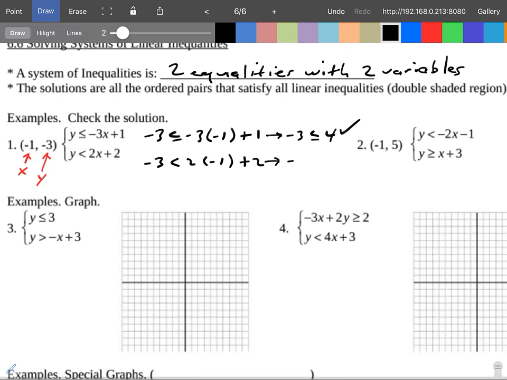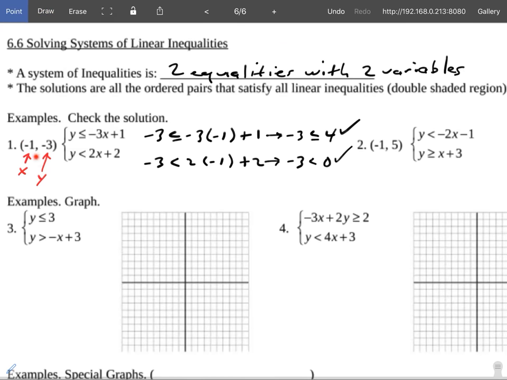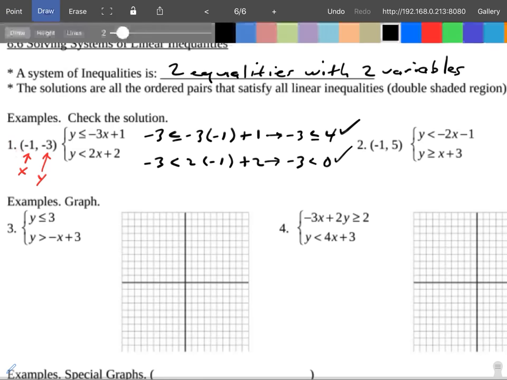And then the second one is going to be -3 is less than, well, on that one we've got 2 times -1, that's -2. -2 plus 2 is 0. So that one's also true. -3 is less than 0. So since that ordered pair, x comma y right here, makes both inequalities true at the same time, then yes, it's a solution. Now all you guys have to write is just yes, but I'll write yes, it's a solution.